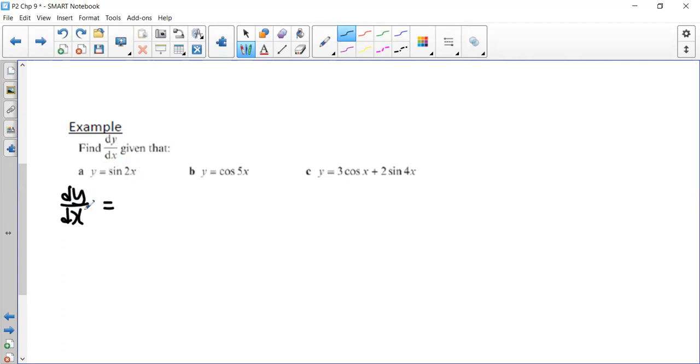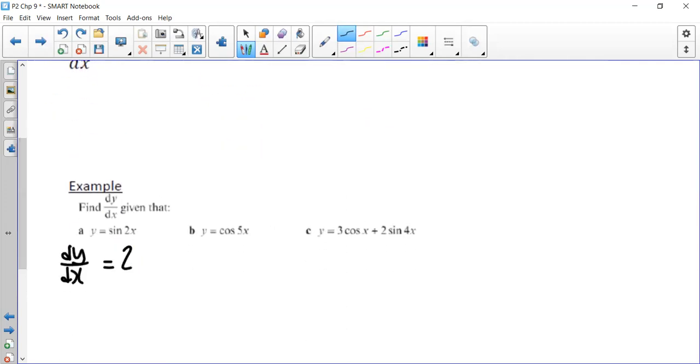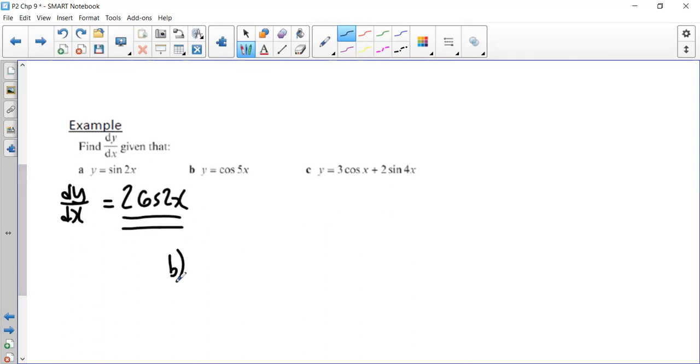And the purpose when you differentiate is that this becomes work out the gradient. So when you have to work out the gradient, you should look for dy by dx. So dy by dx equals differentiate sine kx. K, so 2 cos kx, 2x. 2 cos 2x. That's all. Okay. B, differentiating, left-hand side, so dy by dx equals differentiate cos kx, which is negative 5 sine 5x.